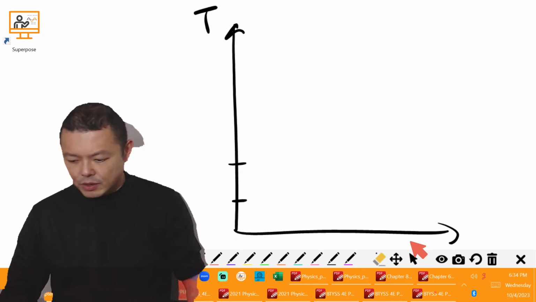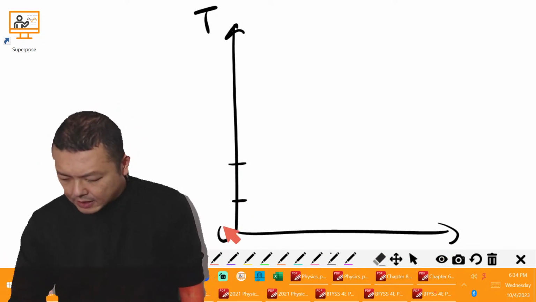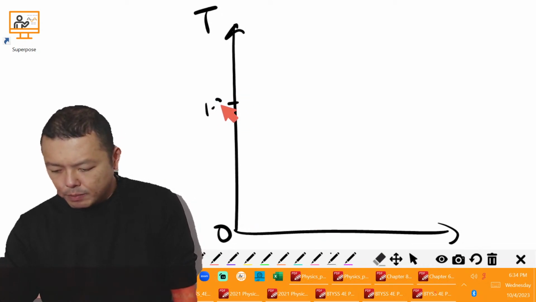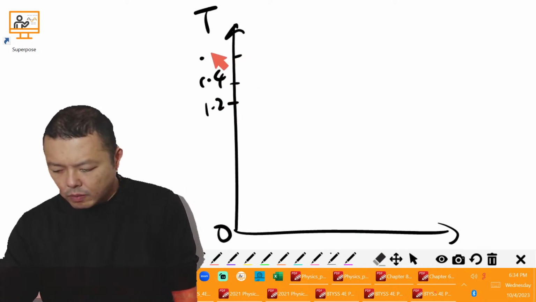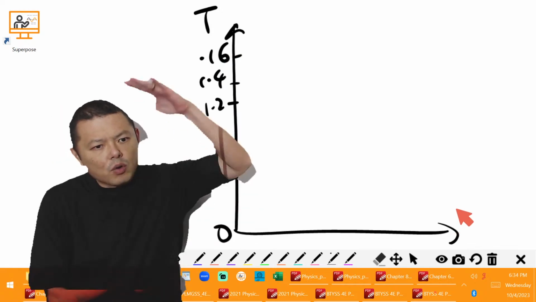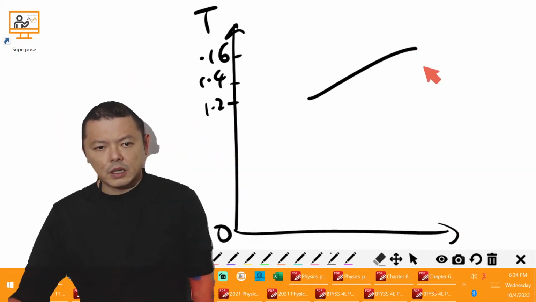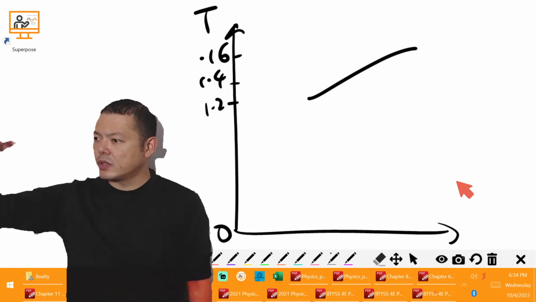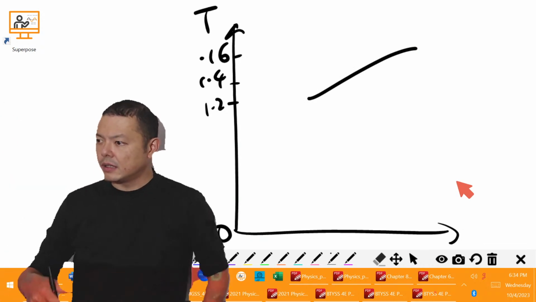You wouldn't start from 0, because if you start from 0 here, then all your data points are like 1.2, 1.4, 1.6. You know what I mean? Then it's all grouped up, and your graph is very short. That's why you lose marks for your graph, because of the scale. You should have started from a non-zero value. Then you spread it out.